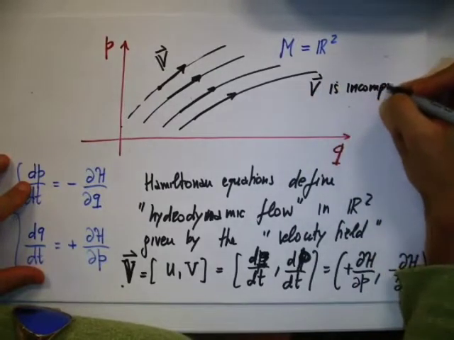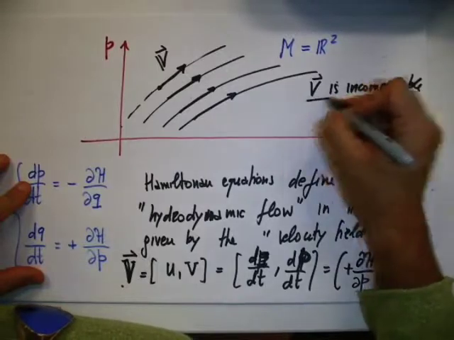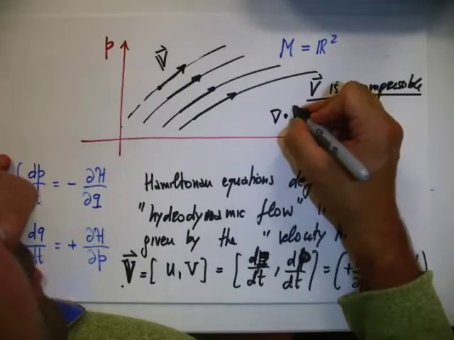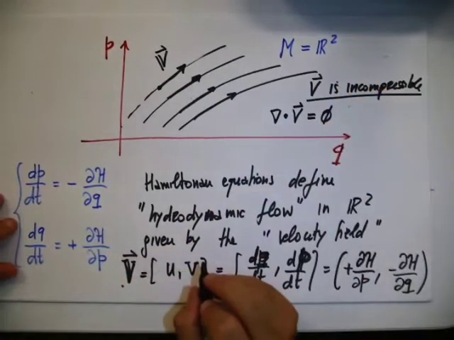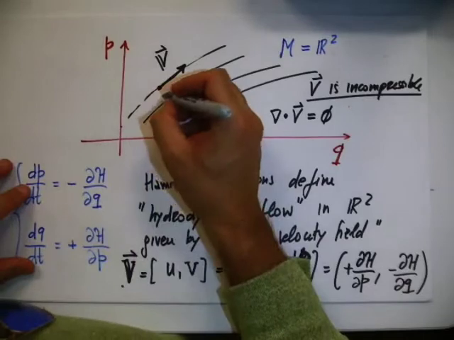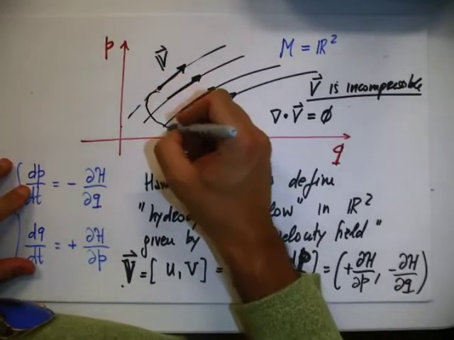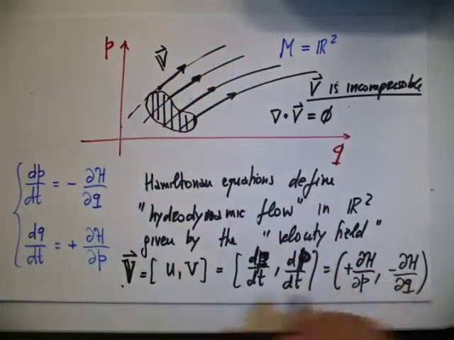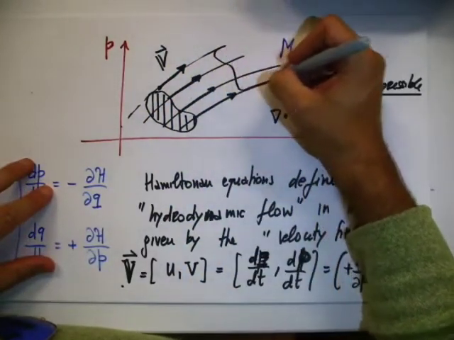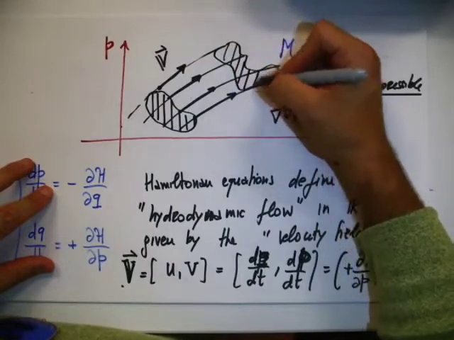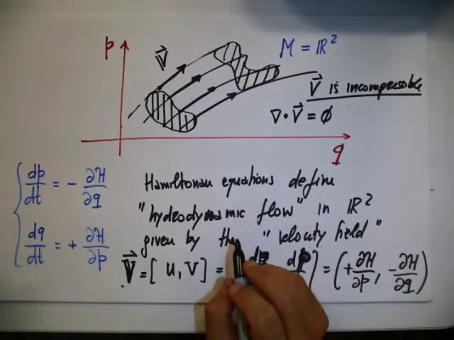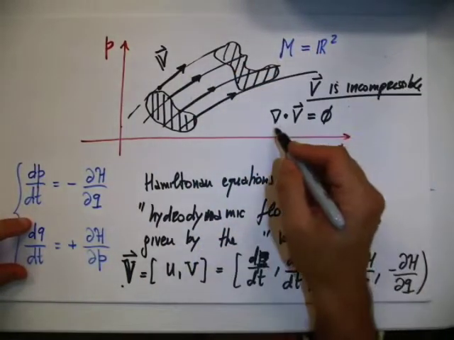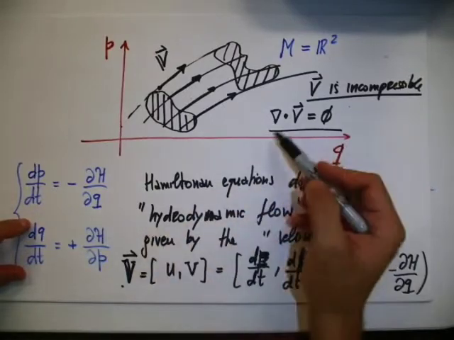V is incompressible, which means that the divergence of V is equal to 0. So what does that mean? If I start with an initial volume of water, this volume deforms in time, but it doesn't change. Okay, the volume will always stay the same. That's what it means for this divergence to be 0.